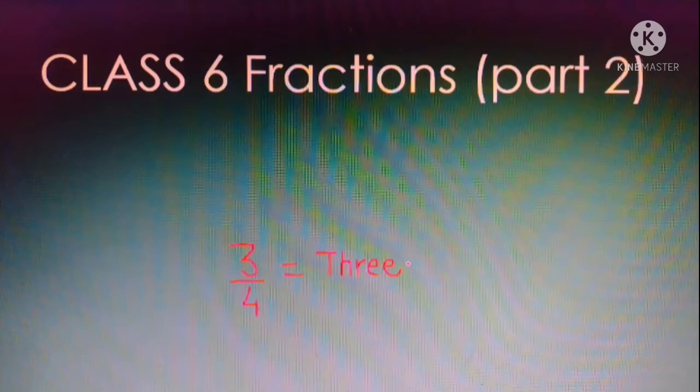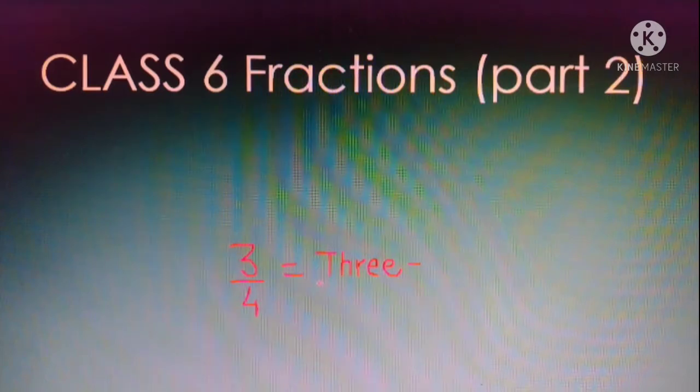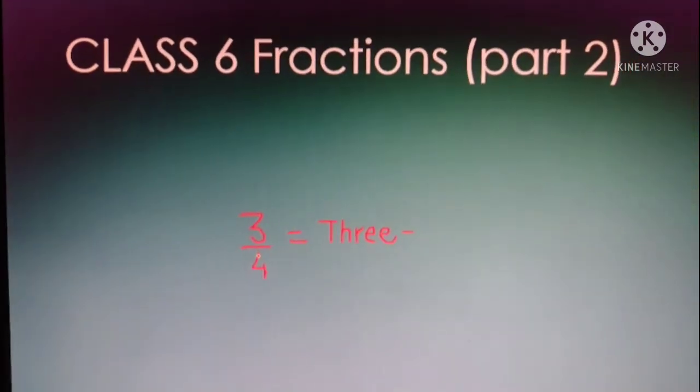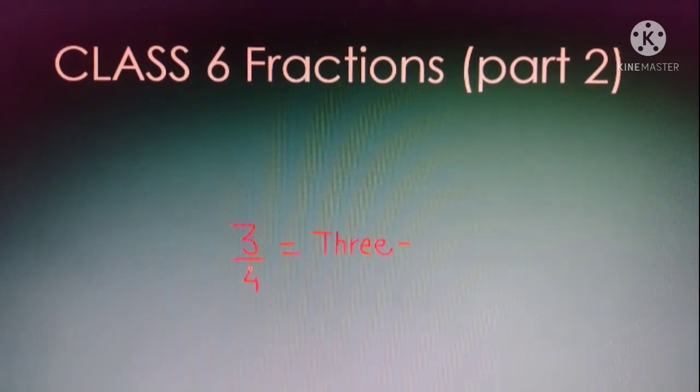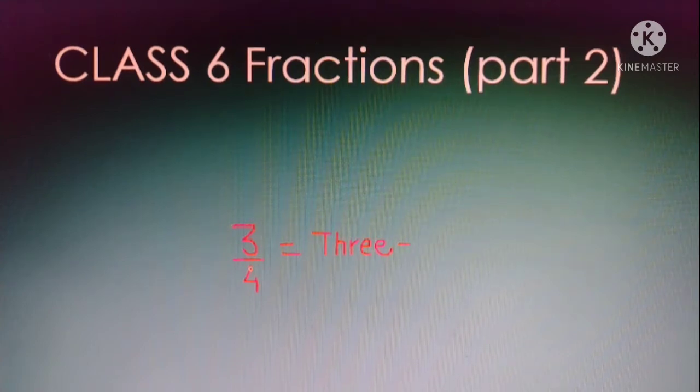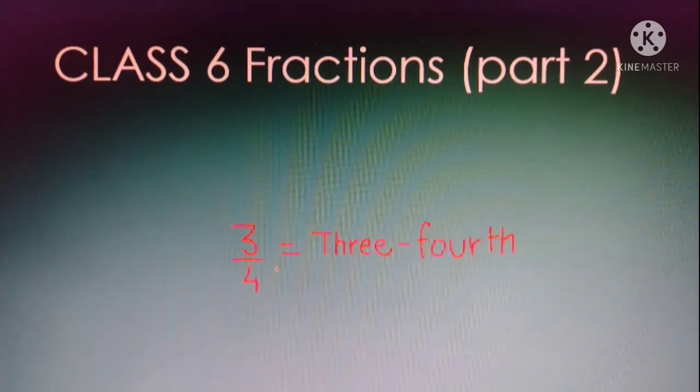Then you have to give a small hyphen and then you have to write the number below the division line in its ordinal form. So here the number below the division line is 4, so the ordinal of 4 is 4th. So here you will write 4th. So 3 by 4 will be written as 3-4th in words. In the same way you can write all the fractions in words.